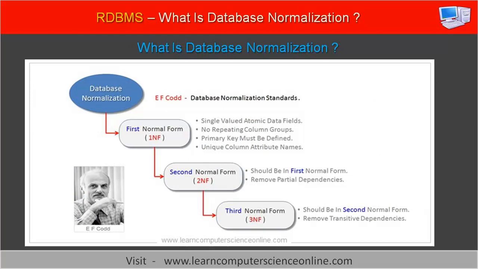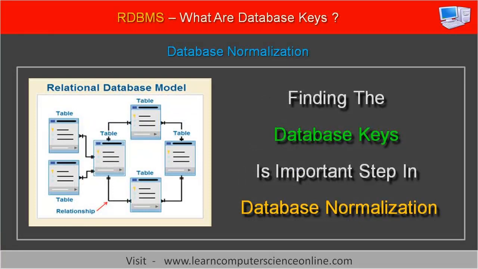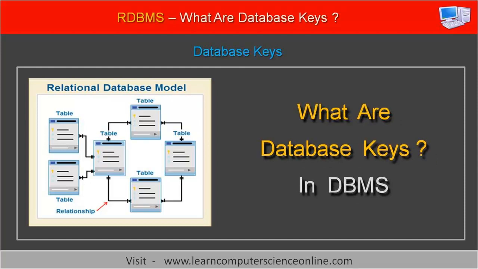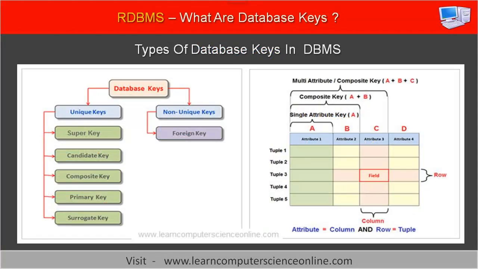And therefore, the database normalization is an important step during the database design process. Finding the database keys for each table is another important step that helps the database designers during the normalization process. So far we have discussed the significance of database keys in the database management system. Let us now understand what are database keys. In the database management system, the database key is defined as either a single attribute or a group of attributes that can uniquely identify each record in the database table.